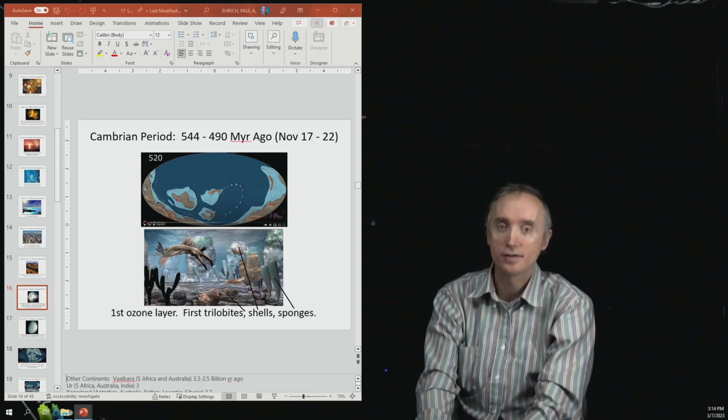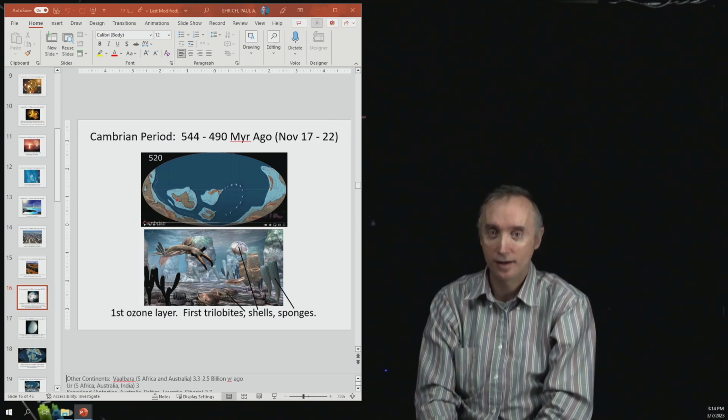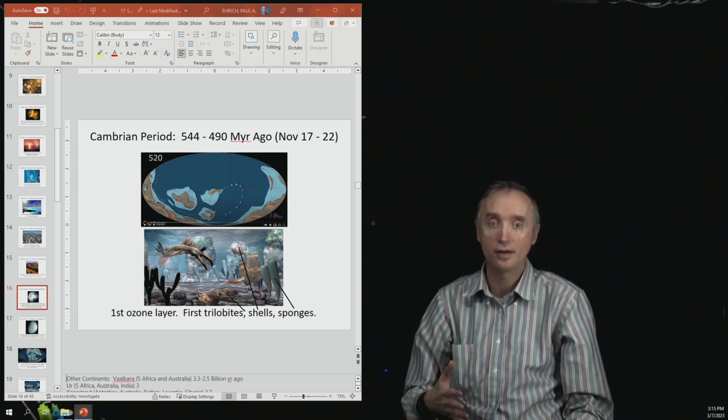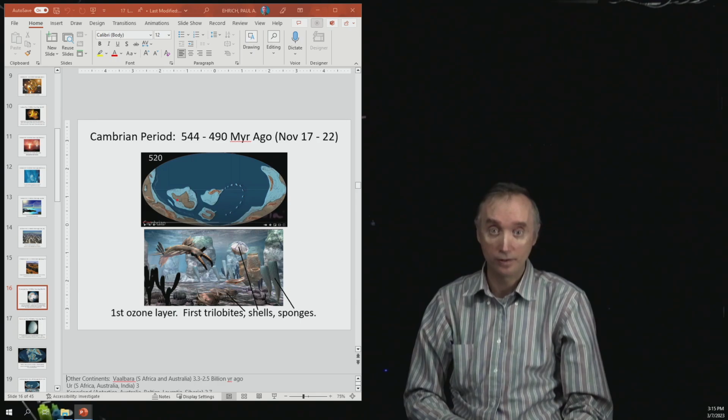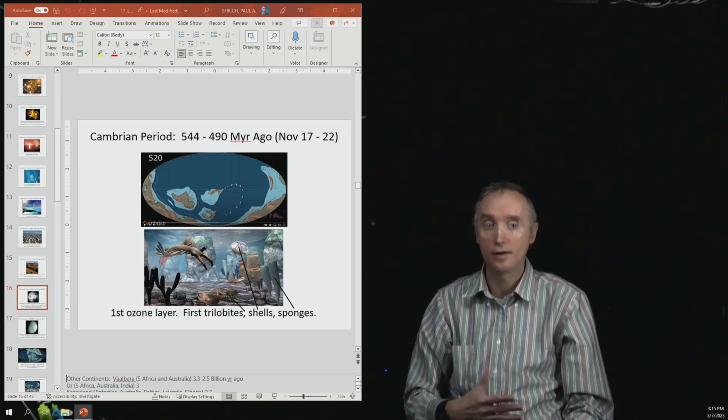All right, so let's take a look at what's happening in the oceans. You notice that I'm not talking about the land, because there still is nothing on the land at this point. The ozone layer is starting at this point, so there's enough oxygen in the atmosphere being produced by algae and other photosynthetic organisms that the ozone layer is beginning to form. So that shield against ultraviolet radiation is getting stronger and stronger.